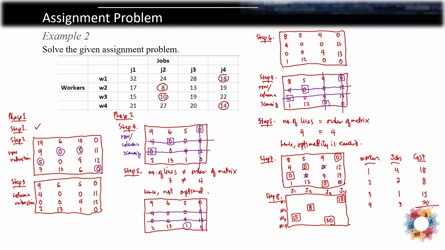Add that, we get, what's that? 18 plus 8 is 26, plus 15 is 41, plus 20. So this is 60, 61. So hence, the minimum cost is 61. Okay? The minimum cost is 61.